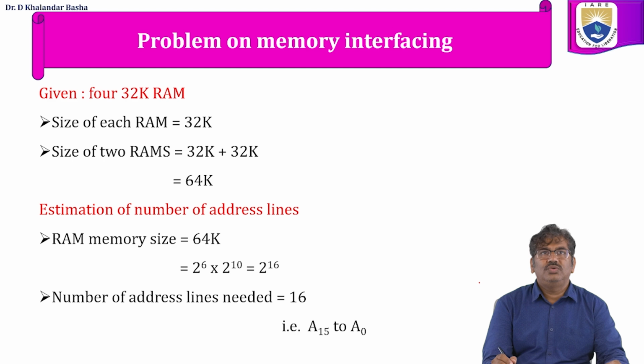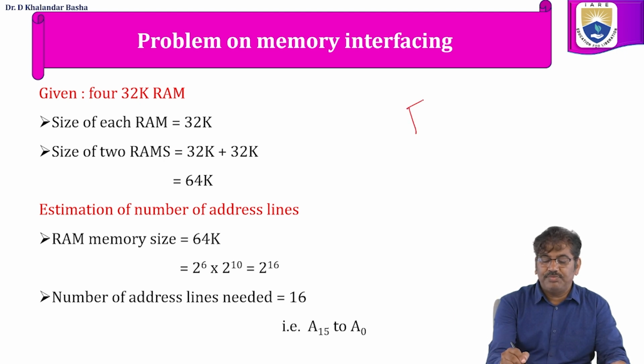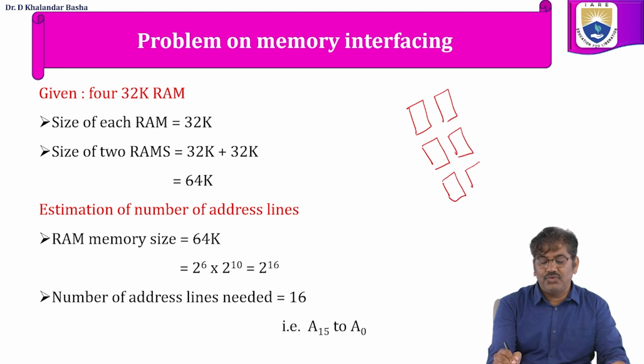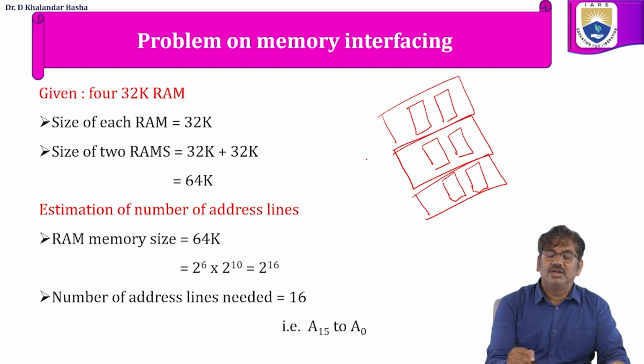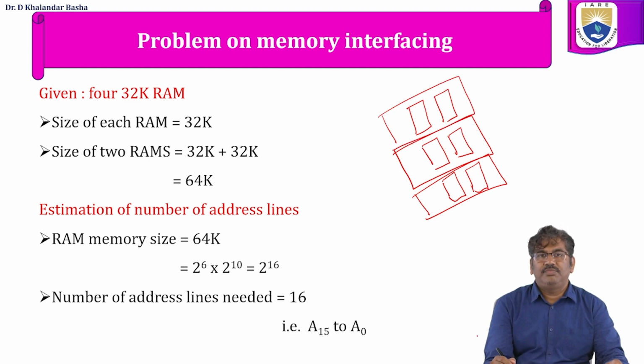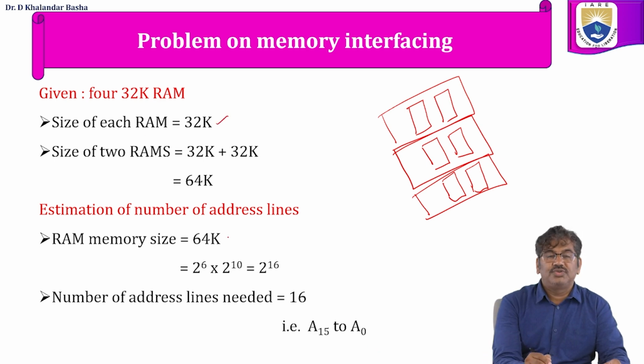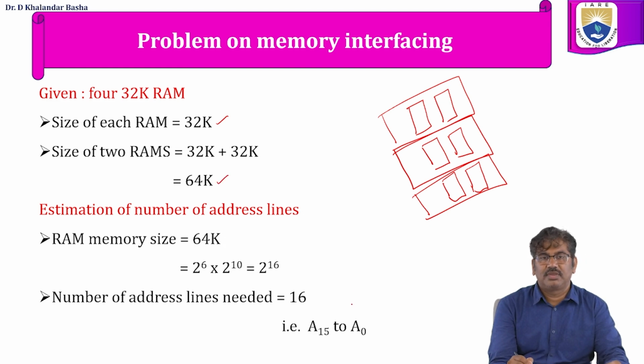Next one is corresponding to RAM. In the problem statement, we are given 4 32K RAMs. But in the memory chip organization, in any row we can place only 2 memory blocks. Even though we have 4 RAMs, each memory row can hold only 2 memory blocks. So out of the 4 RAMs, 2 will be placed in one row. The size of each RAM is 32K. As we can place only 2 RAM chips in a row, the size of any row is only 64K.